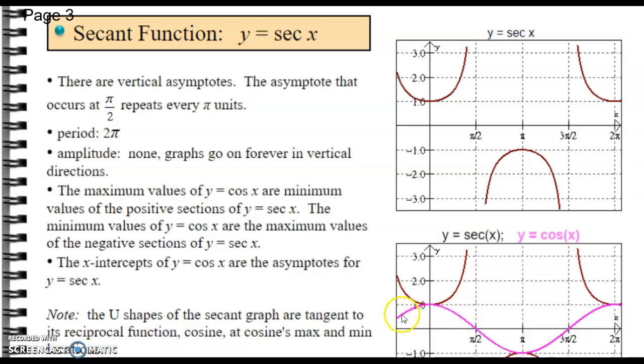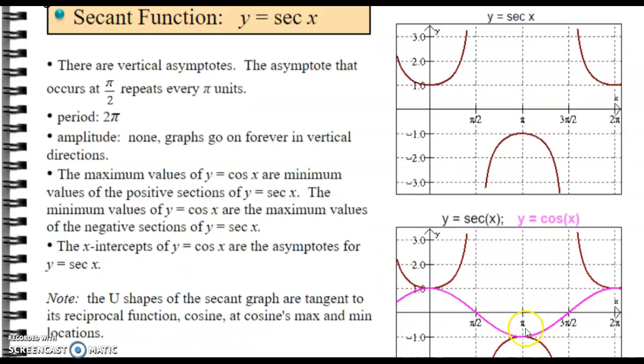So again, we can graph the cosine function, and wherever we have a midline point, we're going to have an asymptote there. Wherever we have a max in cosine, we're going to have a min in secant. And wherever we have a min in cosine, it will be a max in secant. You can see that this shape is just going to repeat over and over again. If we go matching point to matching point, we can see that the period for secant, just like with cosine, is still 2 pi.